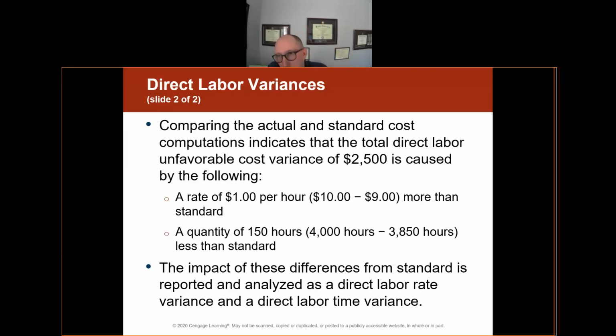Our quantity. We budgeted for 4,000 hours. We actually came in at 3,850. So that's a favorable variance of 150 hours.